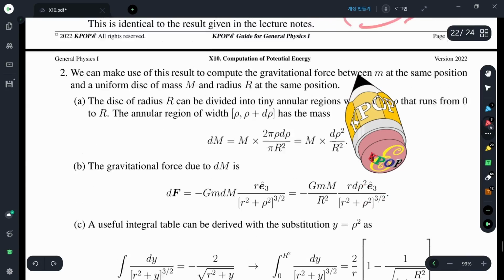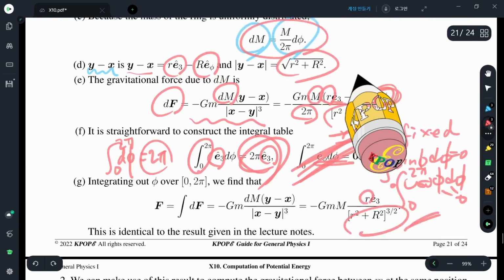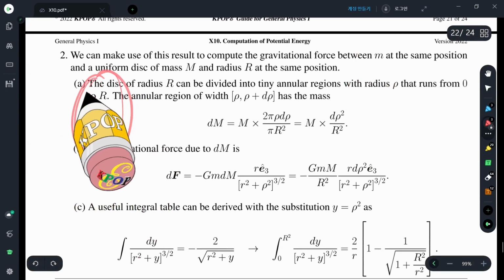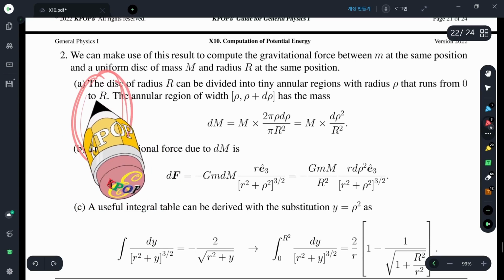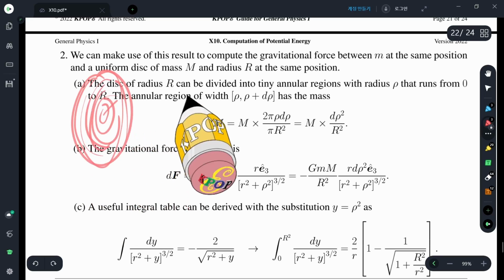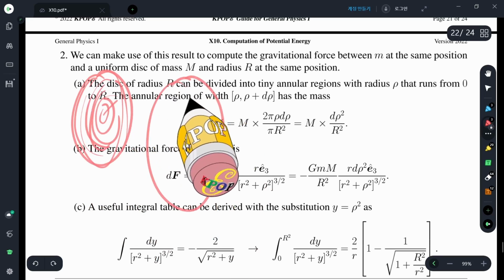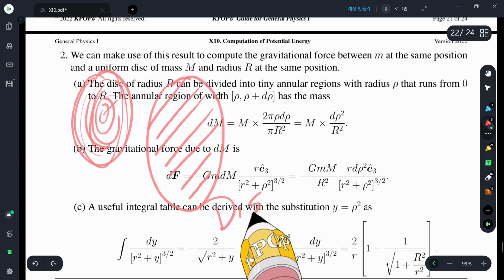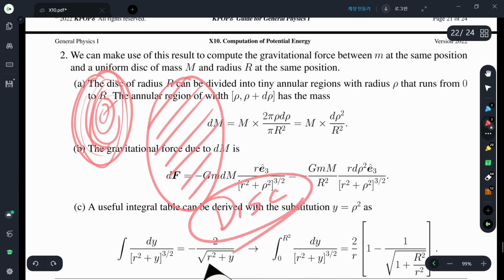Alright, so we can make use of this idea. We know how to evaluate the gravitational force on a ring, but the radius of the ring can be increased. Then I can evaluate the potential energy due to a disk. That's the next problem.